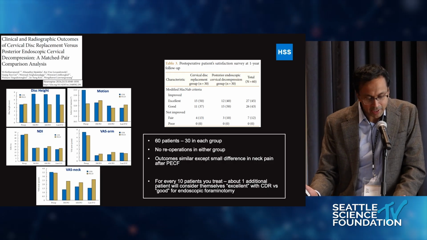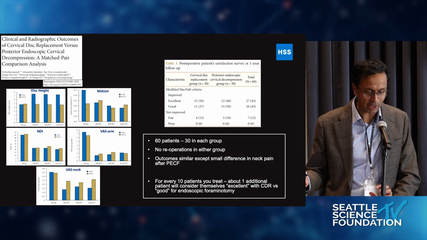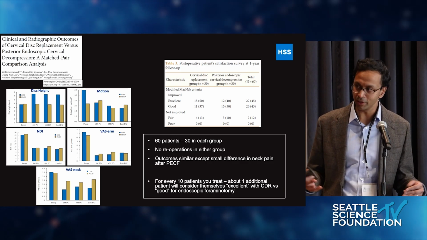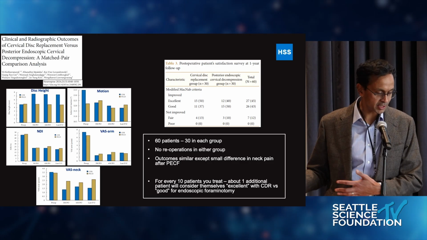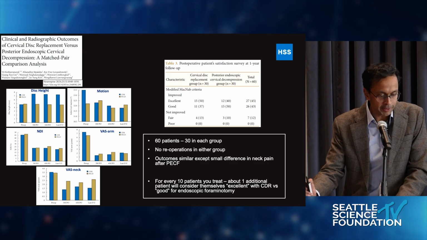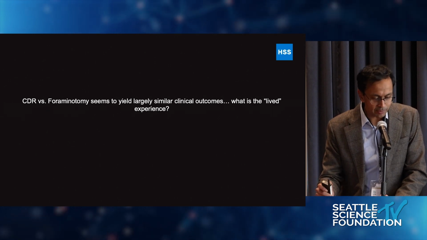And I think that matters to us as practitioners. When you treat, it basically means for every 10 patients you treat, about one more will come into the office and describe themselves as excellent versus good. And over time, those differences tend to add up and influence, I think, our decision-making about treatment. And so the clinical outcomes, I think, are largely similar.